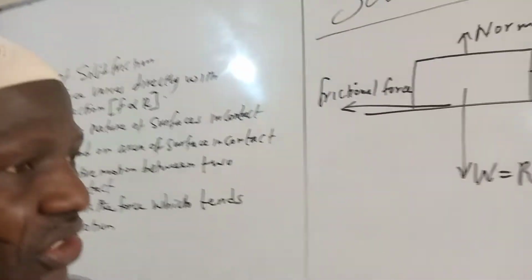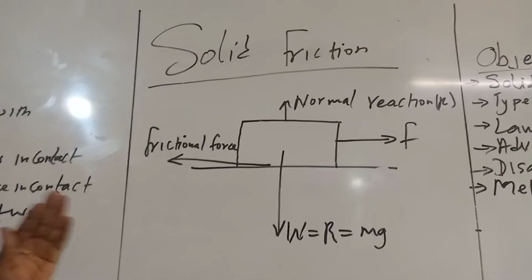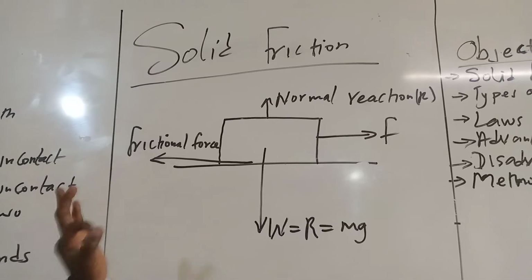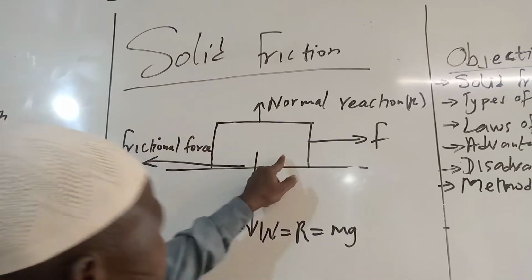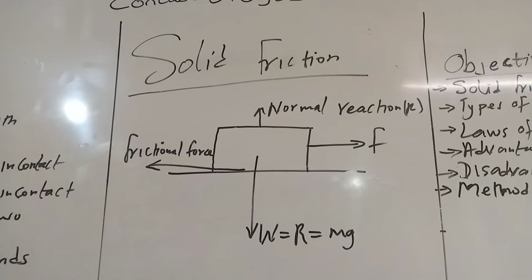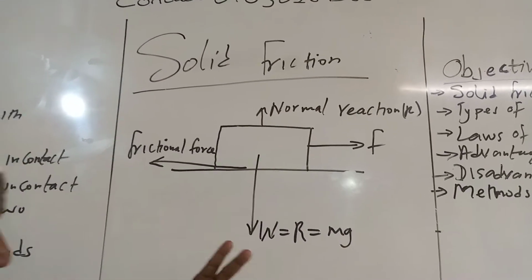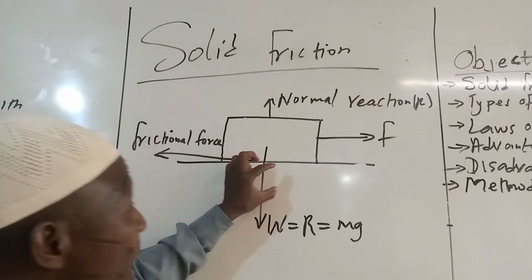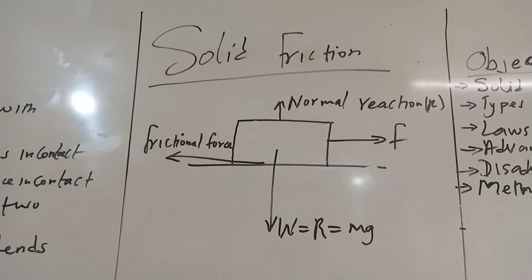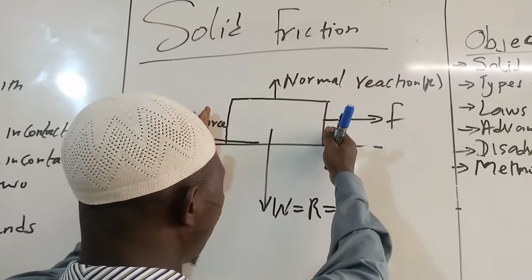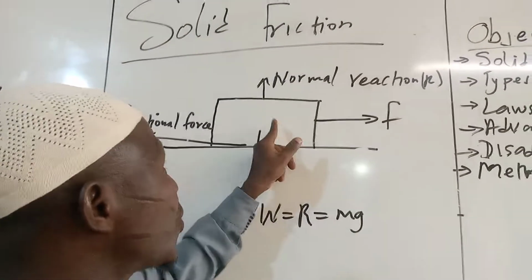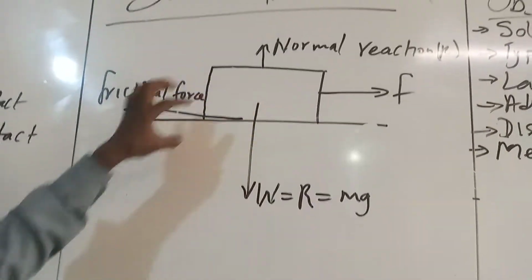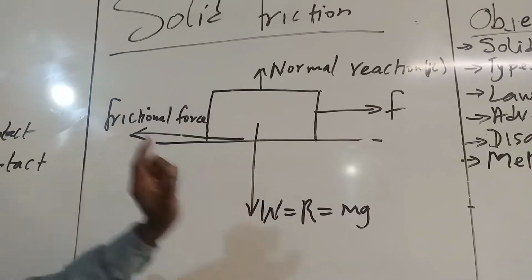Now, solid friction. Solid friction is the force between two solid surfaces in contact, which opposes the motion of one surface over another one. Take note, two solid surfaces. Then it opposes what? The motion of one over another one. Take for instance, if you have an object like this, and if you want to pull or push this object over this solid surface, there will be certain friction that will delay it from motion or from moving.